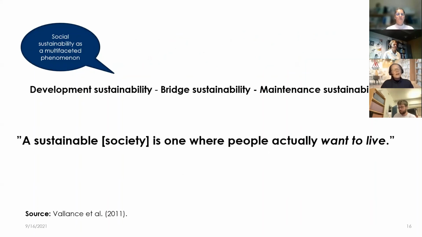This quote is from the same study. A sustainable society is one where people actually want to live. I quite like this quote. It describes many things quite well.